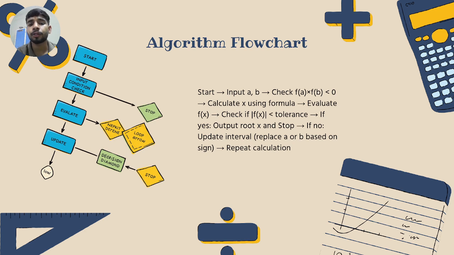Now there is a flow chart, as we have discussed previously in the algorithm, and in the program, it's the same. That is the start, input a and b, check the sign change and calculate x using the formula, then evaluate f x, check if f x is less than tolerance. If yes, output x and stop. If no, update the interval, replace a or b based on the sign of f of a into f of x, and repeat the calculations.